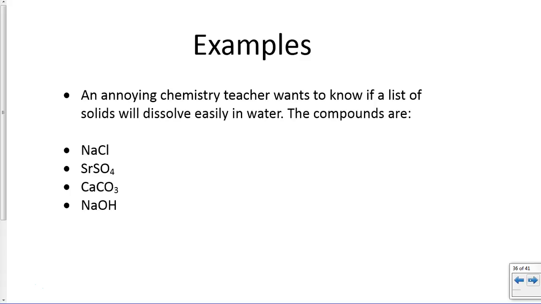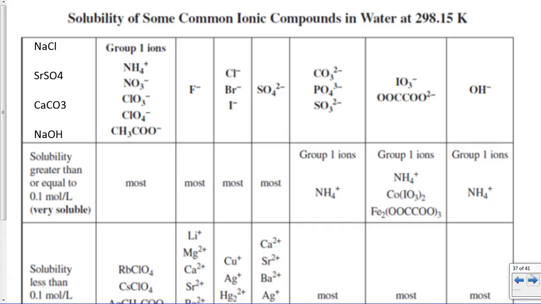Okay, so Mr. Norman wants to know if a list of solids will dissolve easily in water, and he lists these 4 compounds for you. At the moment, they are all devoid of state. So let's take a look at NaCl. Okay, we'll look up at the top corner up here. We look at NaCl, we know the anion, the negative one, would be our Cl minus in this compound. So we go across the table until we see Cl minus, which we see right here.